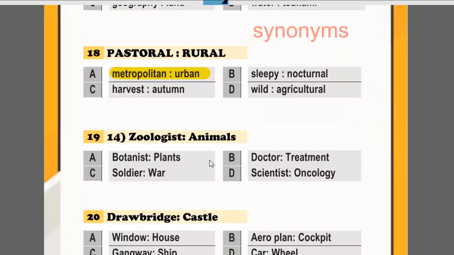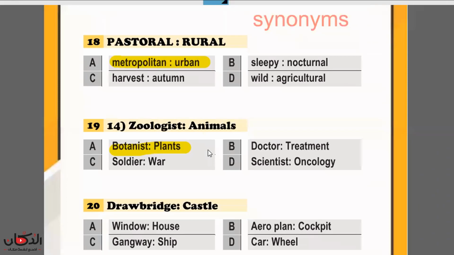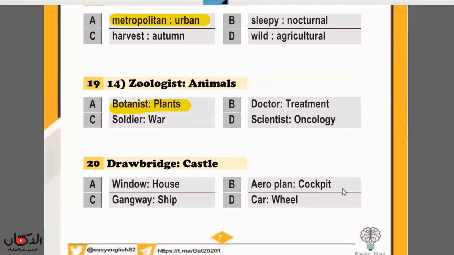Good. A zoologist is a person who works with animals or studies animals. It's A. You're right. Let me also look at the chat box. 17 is B, Bayan says. Okay, good. 20, drawbridge and castle. If you wanted to go to the castle, sometimes there is a drawbridge you walk through to reach the castle.